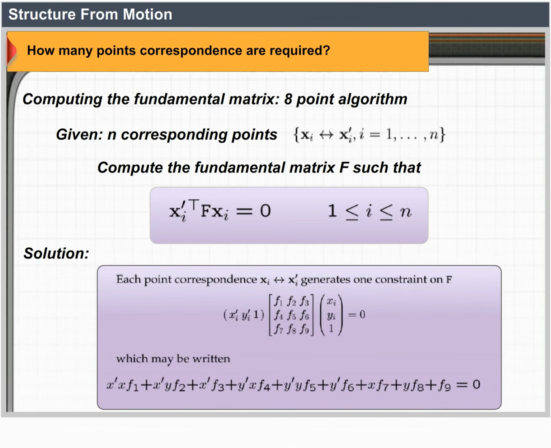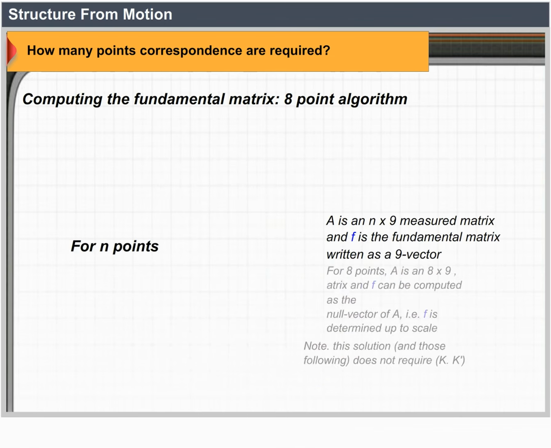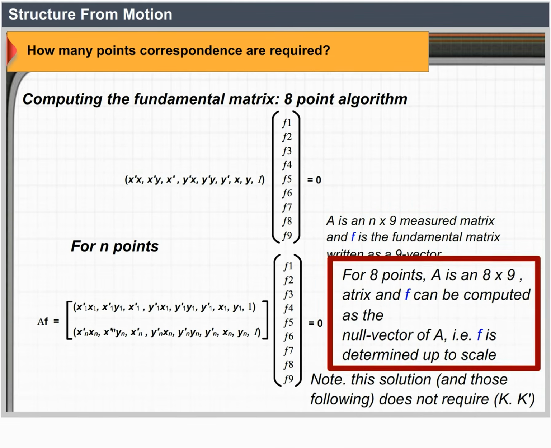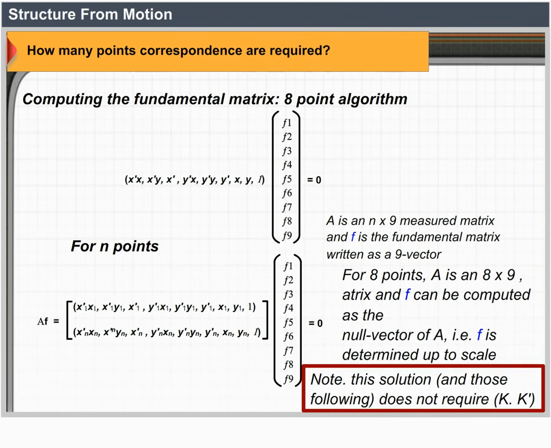A is an n into 9 measurement matrix and F is the fundamental matrix written as a 9-vector. For 8 points, A is an 8 into 9 matrix and F can be computed as a null vector of A. That is, F is determined up to scale. Note, this solution and those following do not require K, K dash.